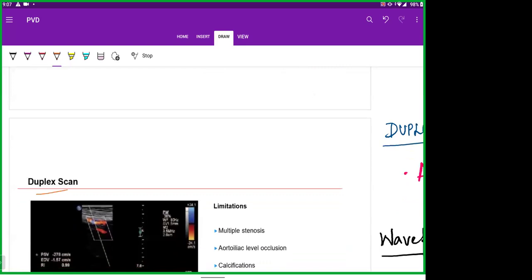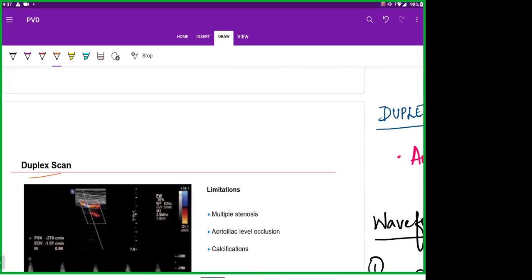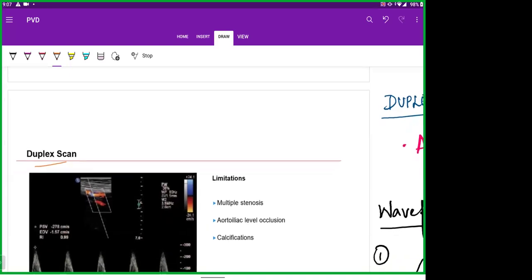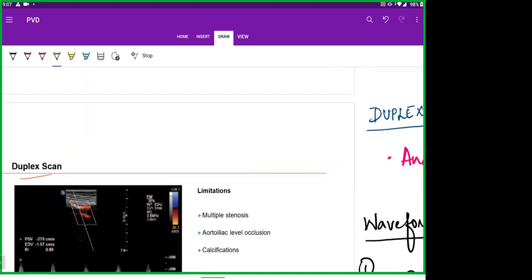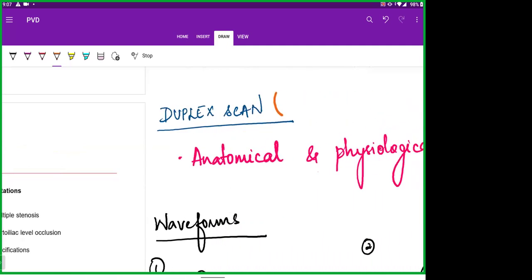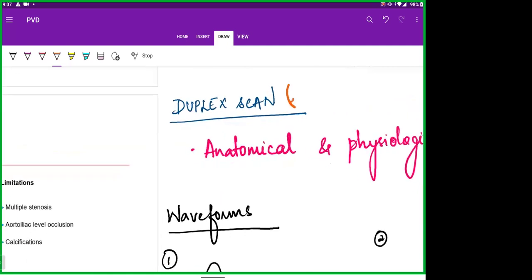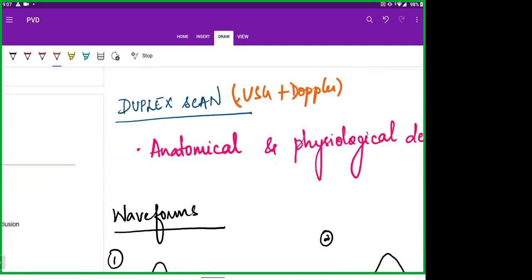So when we talk about investigations, there are some invasive investigations and non-invasive ones. Moving on to the non-invasive one, which is most commonly done for peripheral arterial disease is a duplex scan. So duplex scan is nothing but your grayscale ultrasound plus Doppler. Because of the ultrasound image, you get an anatomical view, and the Doppler gives you the physiological and hemodynamic data.